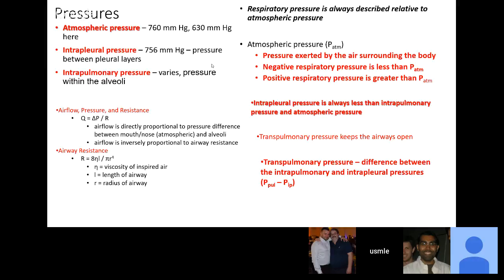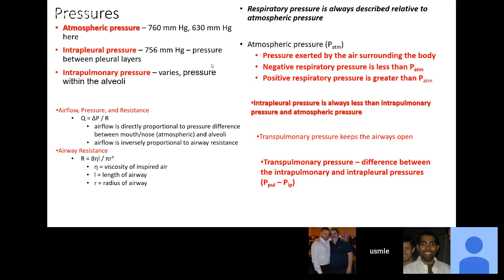The intrapleural pressure is always less than the intrapulmonary pressure and atmospheric pressure. Keep that in mind. If it's higher, you cannot breathe. So that is a must. Intrapleural pressure is always less than intrapulmonary pressure and atmospheric pressure.